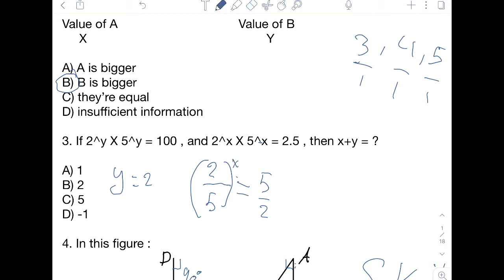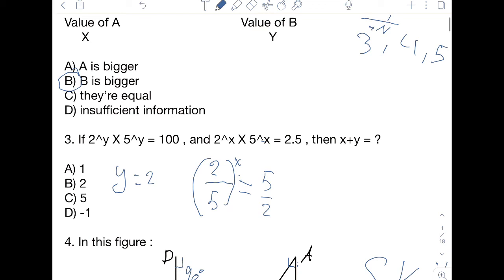So we have (2/5)^x equals 5/2. Well, if you guys remember, I just told you that raising any number to a negative power, to negative n, you just have to put 1 over it. If you do that, then you get rid of the negative sign. So it's the same thing for fractions.